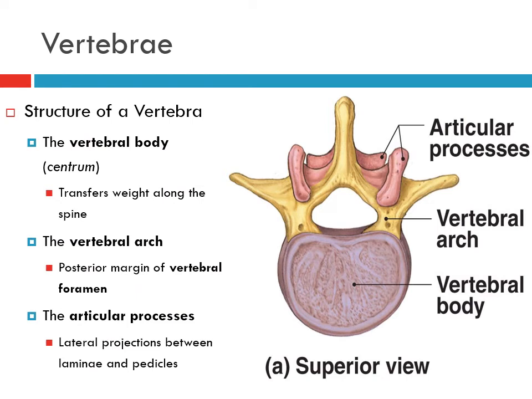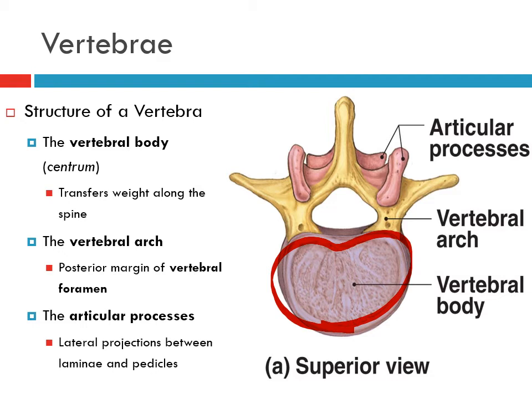So we're going to look at the common structures of vertebrae, and then we're going to look at some individual vertebrae that are different from the norm. Looking at a normal vertebra here, we have the vertebral body, which is this part in the front that transfers the weight along the spine. It really holds most of the weight of the body. When you're sitting down, all of your weight is on those vertebral bodies.